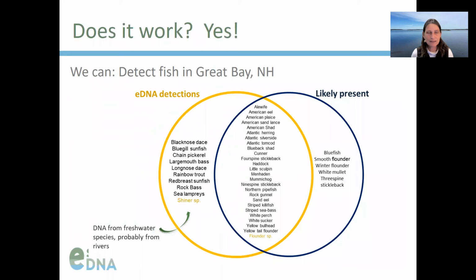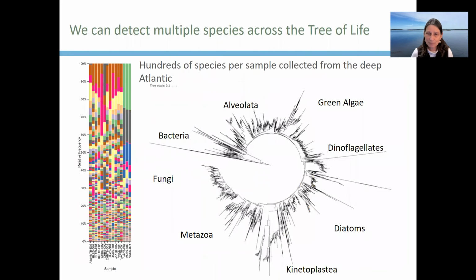We've been using this really successfully for a bunch of different applications. We've been doing a bunch of work detecting fish in estuarine systems, and we find that using the water samples, we are able to detect pretty much all the fish that we expect to see present in that system. We can also look for different types of organisms.